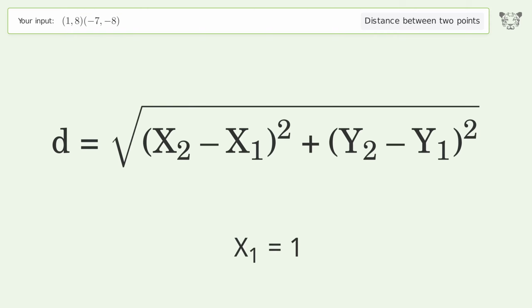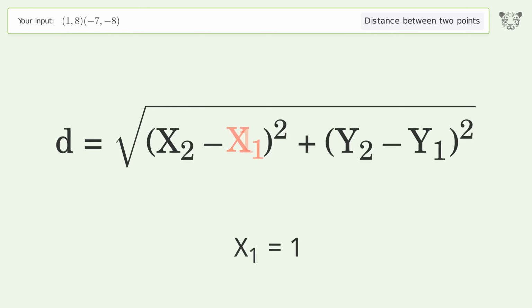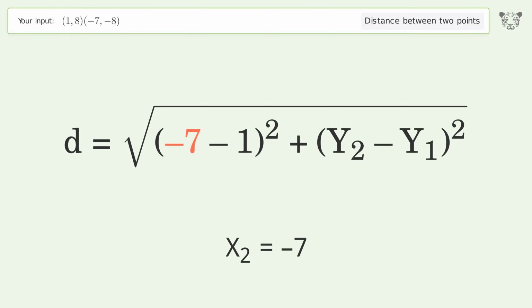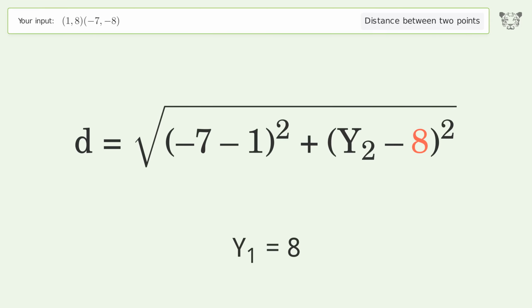x1 equals 1. x2 equals -7. y1 equals 8. y2 equals -8.